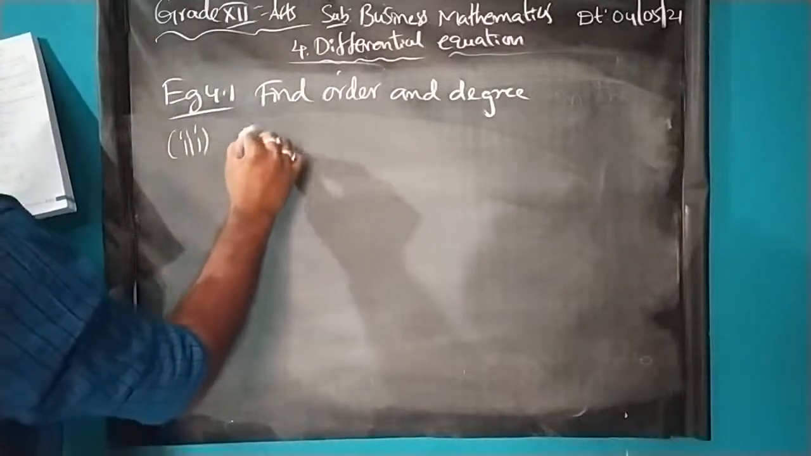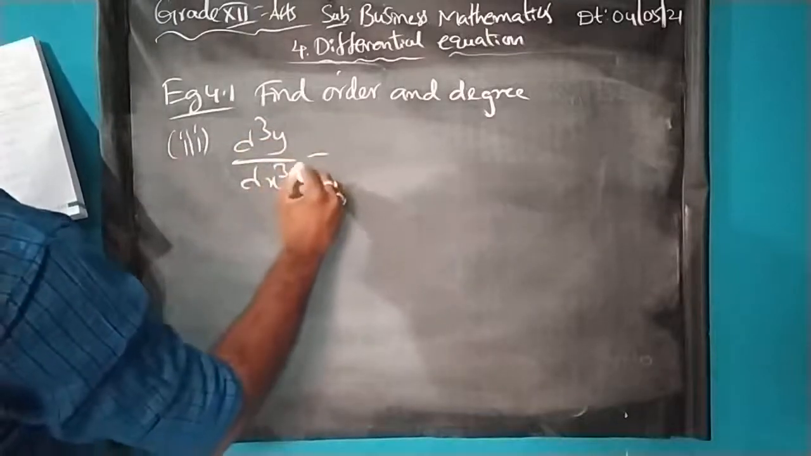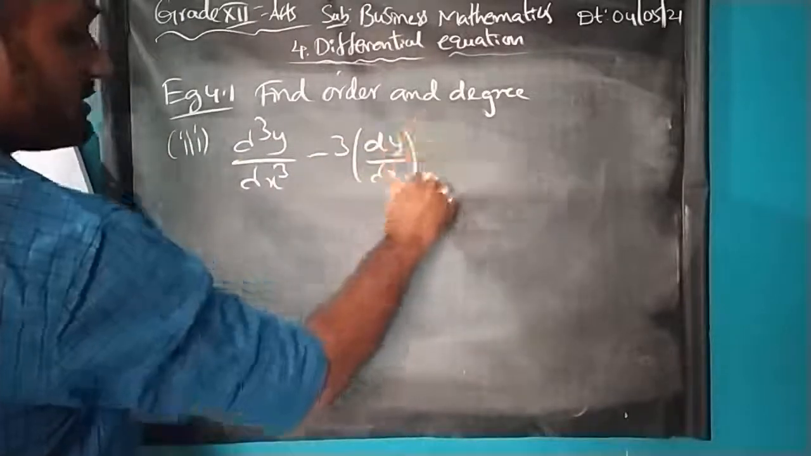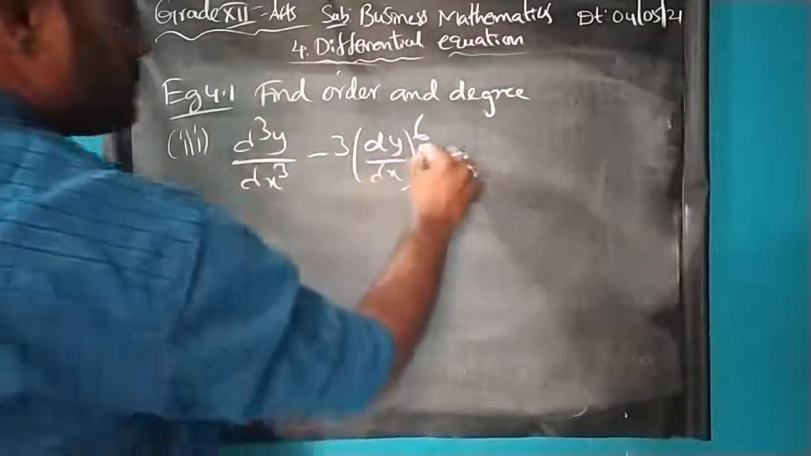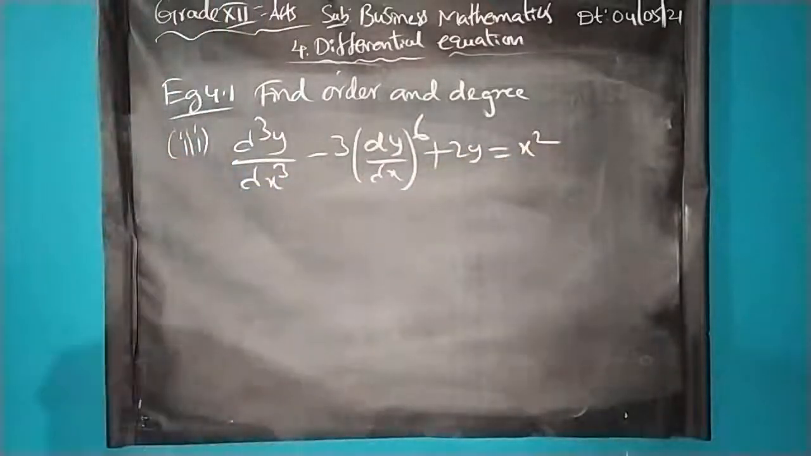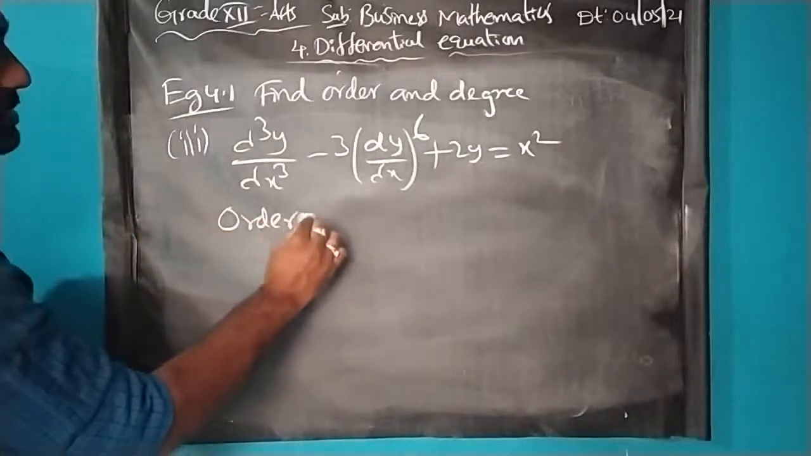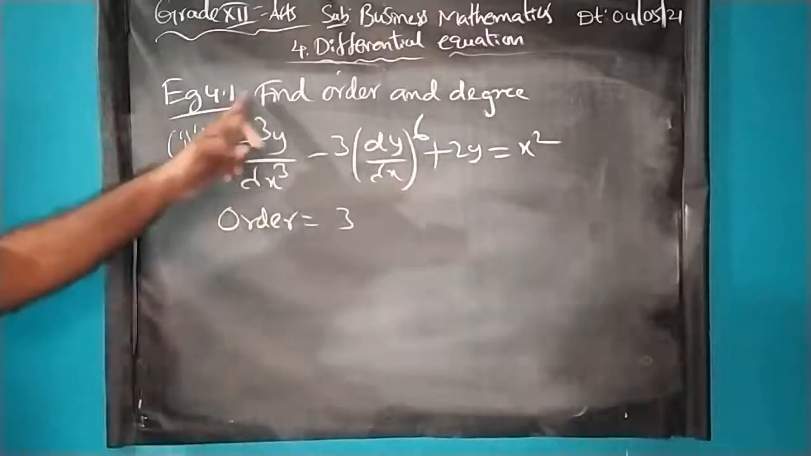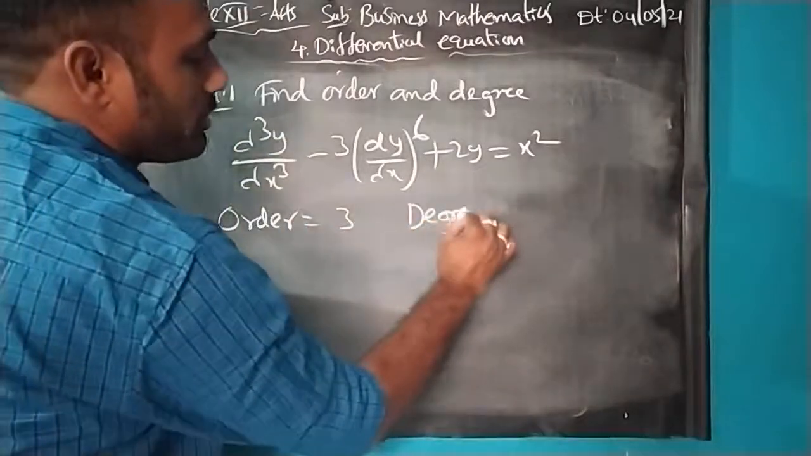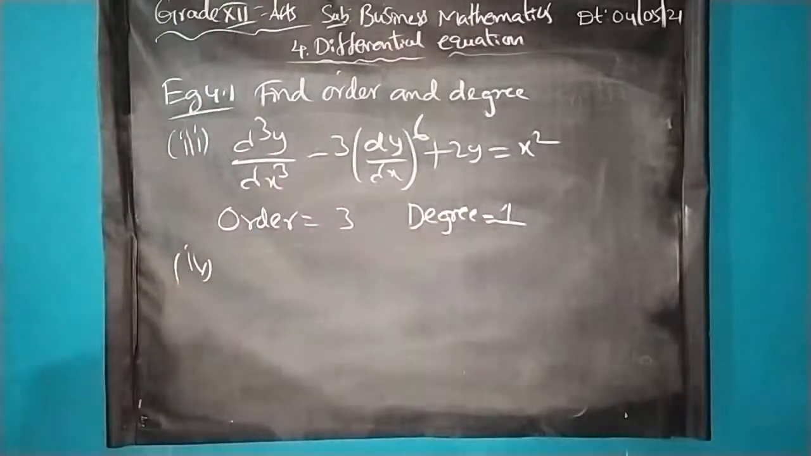Next, let us see the third question. d cube y by dx cube minus 3 into dy by dx whole power 6 plus 2y equals x square. So here the order of the differential equation is 3. Why? Because 3 times differentiation is done, and for this there is no power, so we can put degree as 1.